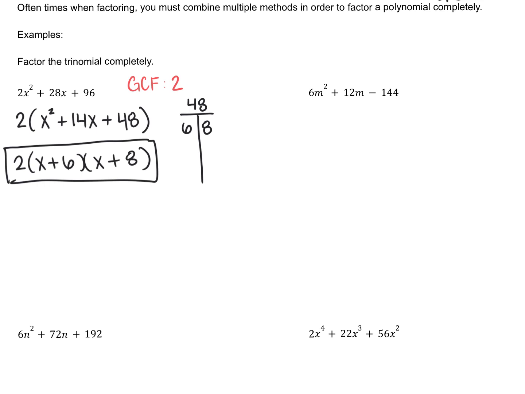Second example, we have 6m squared plus 12m minus 144. Whenever you're checking for a GCF, always look to see what's in front of your squared term and check to see if that's the GCF, because 9 times out of 10, it is going to be the GCF. In this case, all of those numbers are divisible by 6. So I'm going to have 6 and then m squared plus 2m minus 24.